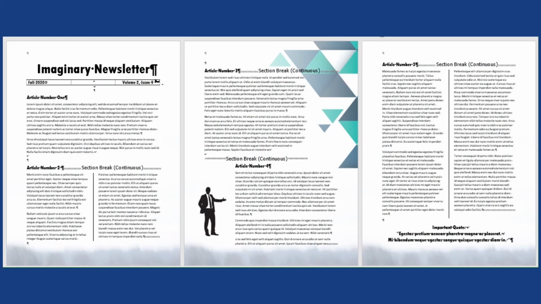Our first example is an imaginary company newsletter. It's 3 pages long, and I have my paragraph markers on here so that you can see the breaks, where they occur, and determine what they're doing. Article number 1 is just wide, normal text on the page, 1 column wide. Article number 2, I wanted to be formatted in 2 columns.